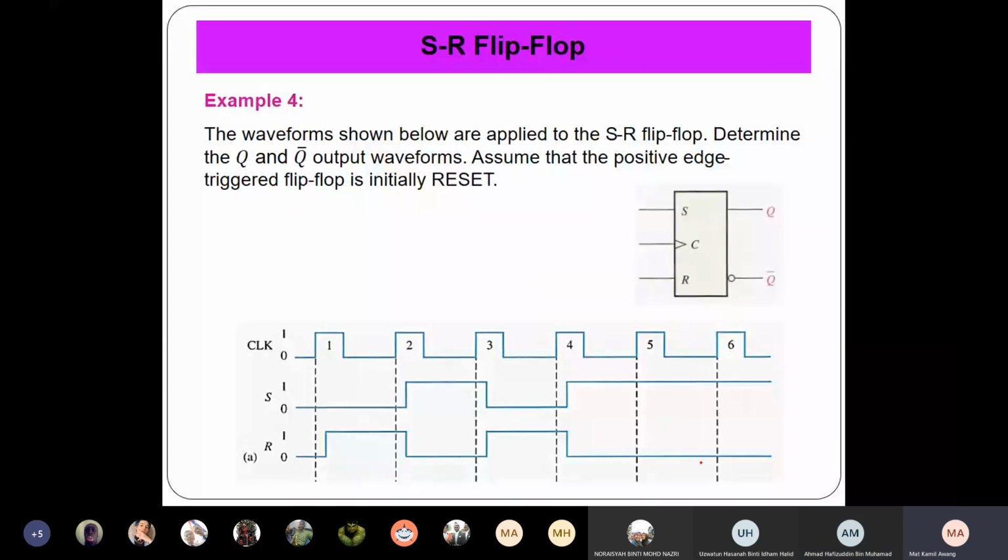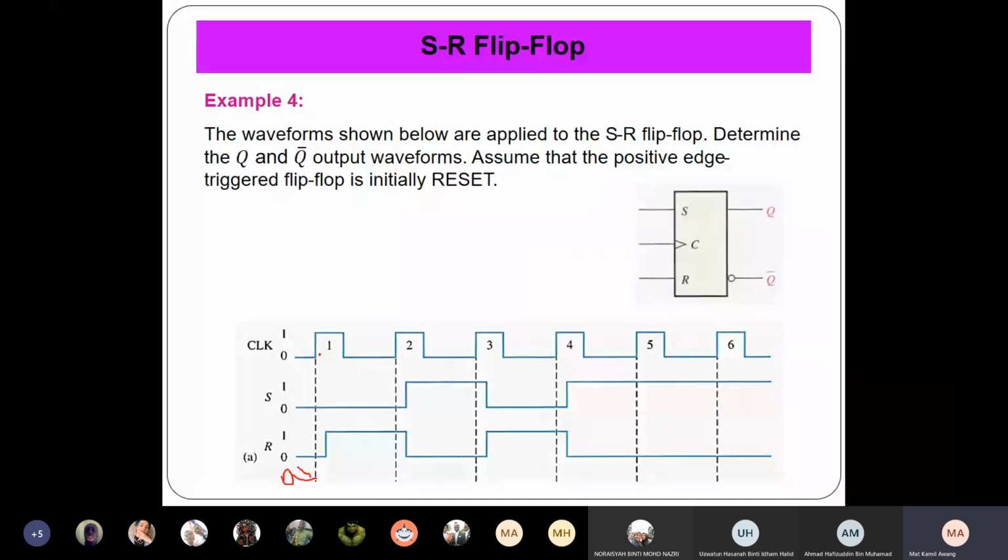Example. The waveforms shown below are applied to an SR flip-flop. Determine the Q and Q bar output waveforms. Assume that the positive edge triggered flip-flop is initially reset. So basically you assume Q starts from 0. So Q bar is 1. So you have Q here. Let me draw Q at 0.